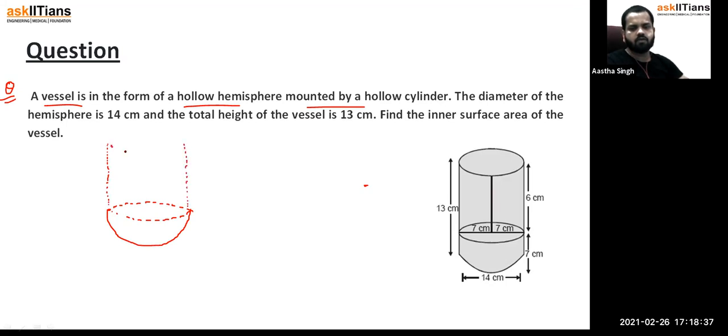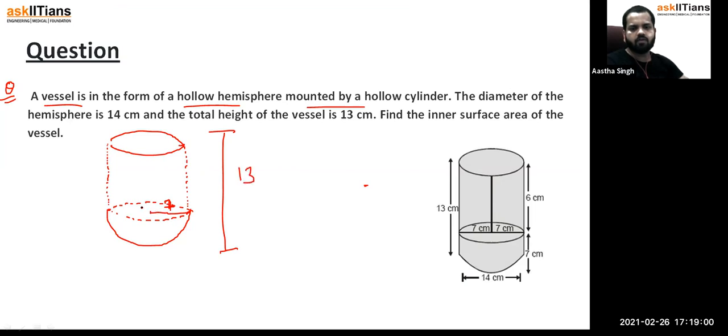And a hollow cylinder is also there. Okay, is the diagram clear? The diameter of the hemisphere is 14. If the diameter is 14, so yeah, your radius will be equal to 7. Total height of the vessel is 13. You know the total height of the vessel is 13.